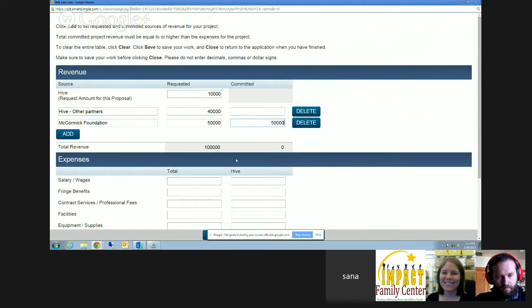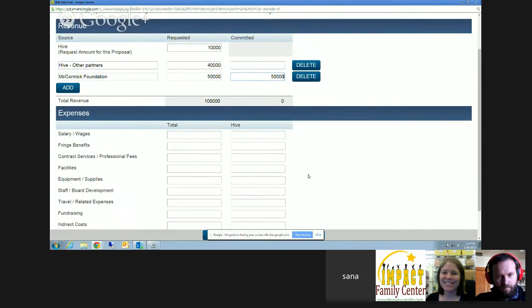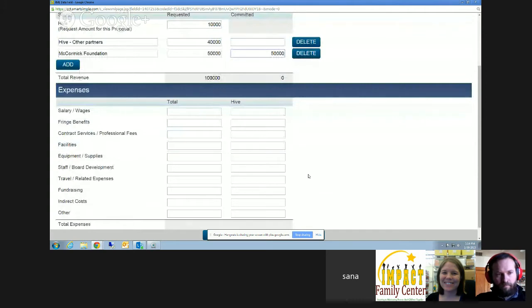For all of the partners in a project, the revenue section is the area where you would be designating how much of the total project is being requested by you. So that's the $10,000 from me.